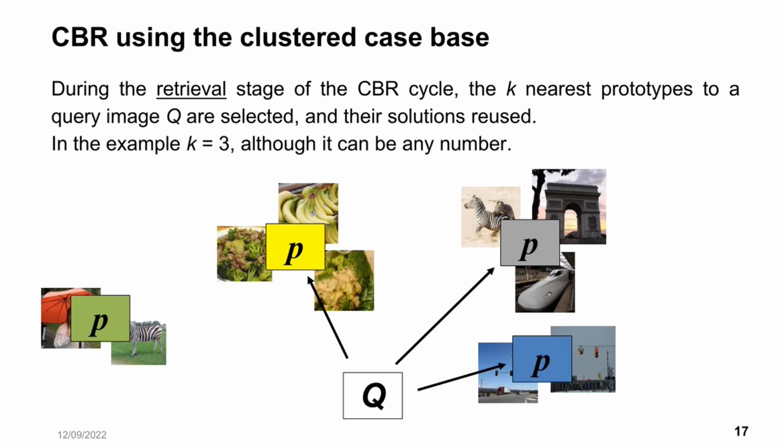Once the different cluster case bases have been constructed, we can explain how the CBR cycle works. When processing a new query image Q, the retrieval stage of our cycle finds the k nearest prototypes to Q. In the example, k equals 3, but the number can vary. We'll see that in our evaluation phase.